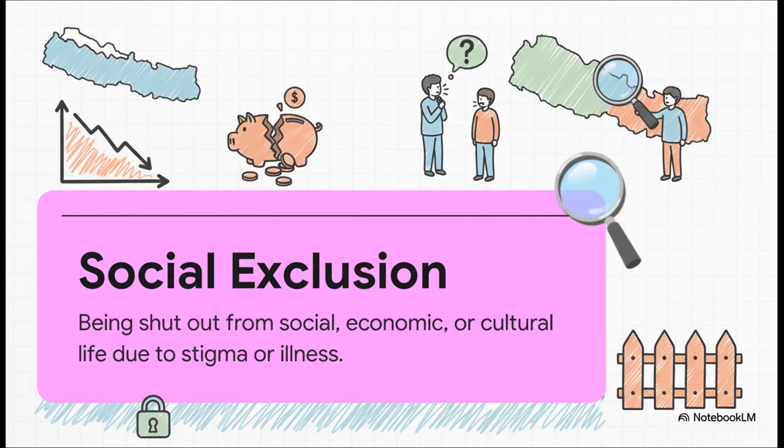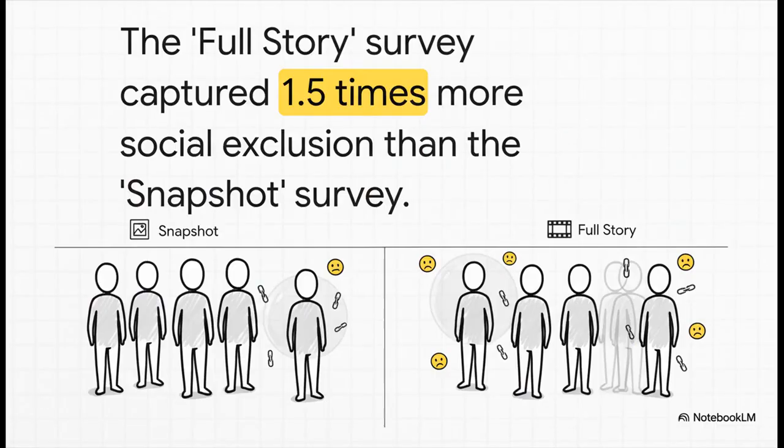This study also looked at another devastating impact, something called social exclusion. This is that profound experience of being shut out from your own community, from social life, often because of the stigma of the disease or just being too unwell to participate. And here again, the full footage revealed a much, much grimmer reality. The longitudinal survey uncovered 1.5 times more social exclusion than the simple snapshot. It shows that TB doesn't just attack the body, it attacks a person's place in the world. And a single photo just can't capture that slow, creeping isolation.